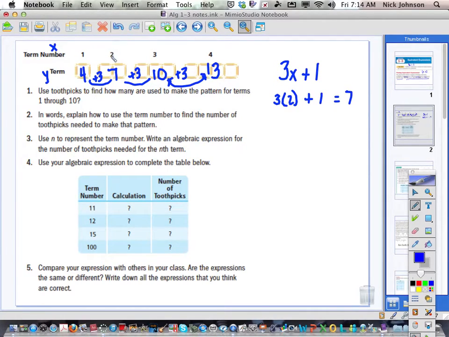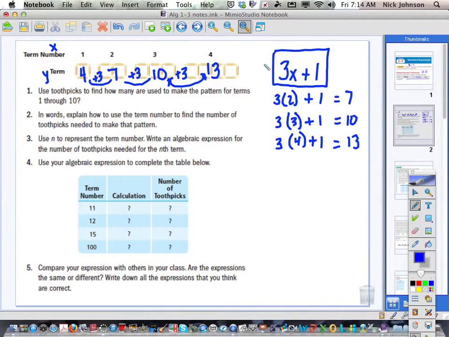So it worked for term 2. Let's check out 3. If I put 3 in for x, 3 times my x, which is now 3, is 9, sorry, plus 1 is 10. That also worked. Let's try 4. 3 times 4 is 12, plus 1 is 13. And since it worked for those 4, I'm assuming this is my expression that works for that pattern, because I just tried 4 different things and it all worked.